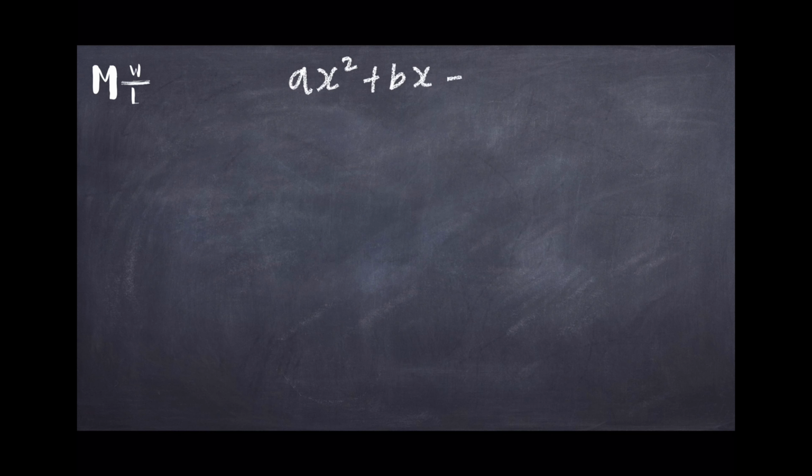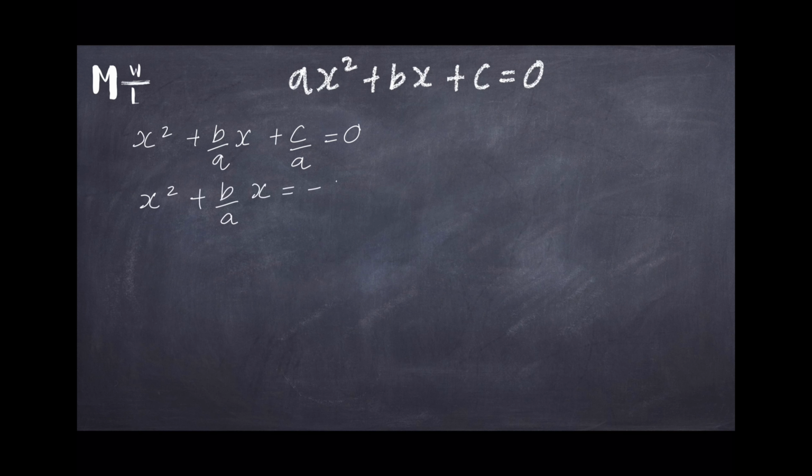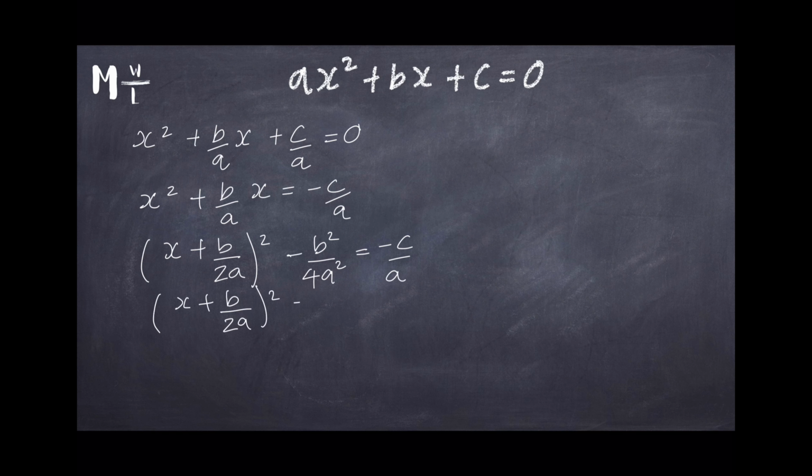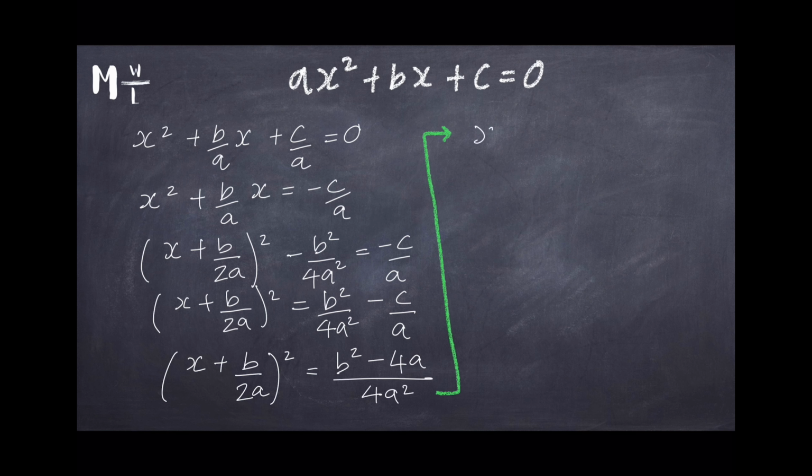Starting with ax squared plus bx plus c is equal to 0, we will then work to complete the square. First, let's divide everything by a. We will then take the c over a to the right-hand side and then complete the square on the left-hand side. We'll take off the constant minus b squared over 4a squared, and this is all equal to minus c over a. Now, adding b squared over 4a squared to both sides of the equation, we'll get all the constants on the right-hand side. Next, we're going to square root both sides of the equation, so we'll be left with x plus b over 2a is equal to plus or minus the square root of (b squared minus 4ac) all over 4a squared.